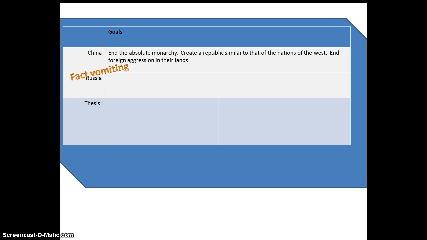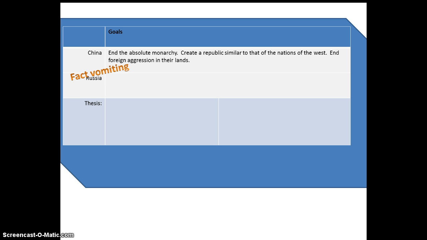The first thing that I tend to do is to try to organize my thoughts. So let's just do some fact vomiting and write down as much as we can about China's revolution and about Russia's revolution, and then we take all of our fact vomiting and we try to strategize that into an actual answer. So I know that in China they were attempting to end their absolute monarchy.